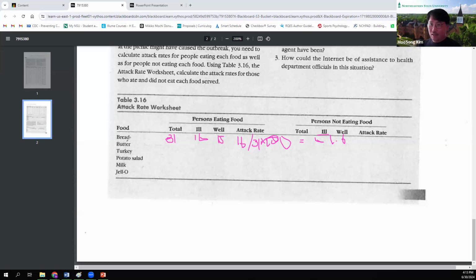Like this, you can calculate the attack rate for butter, turkey, potato salad, milk, and yellow. Then you can identify the cause of the disease. Probably the cause of the disease is the item with the highest attack rate, right? I hope you are doing this one by yourself, okay.